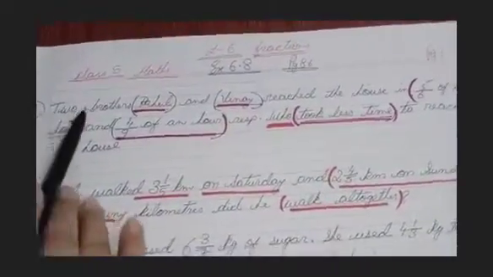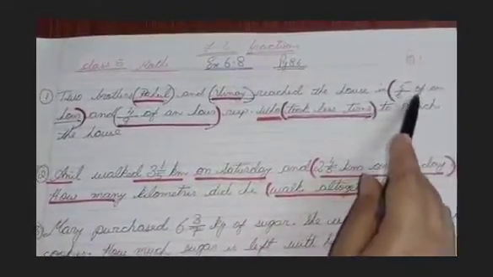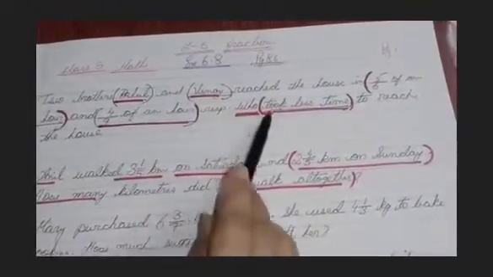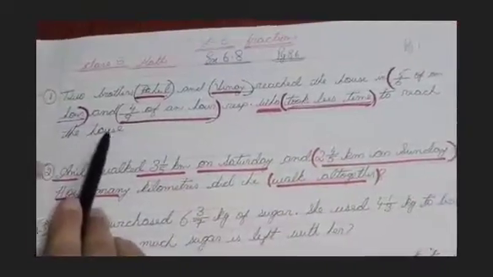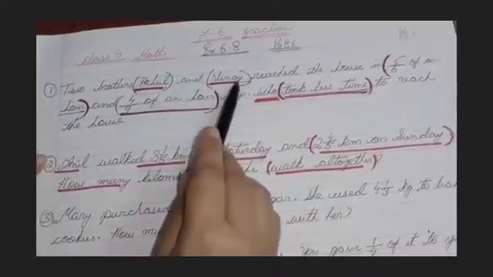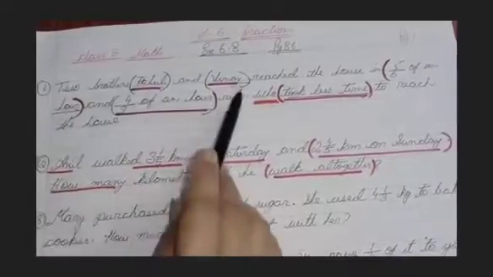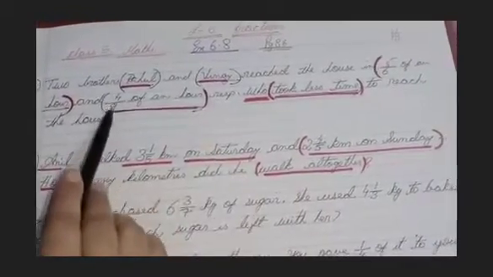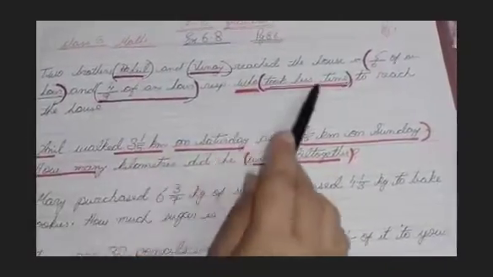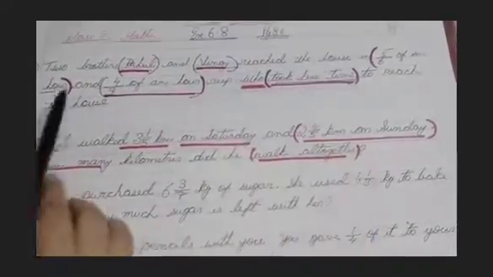Number 1 question. Two brothers Rahul and Vinay reached the house in 5/6 of an hour and 4/9 of an hour respectively. Who took less time to reach the house? So what is the question asking you? There are two brothers, Rahul and Vinay. Rahul took 5/6 of an hour to reach home and Vinay took 4/9 of an hour to reach home. So we will have to find out who took less time, whether Rahul took less time to reach the house or Vinay took less time to reach the house.